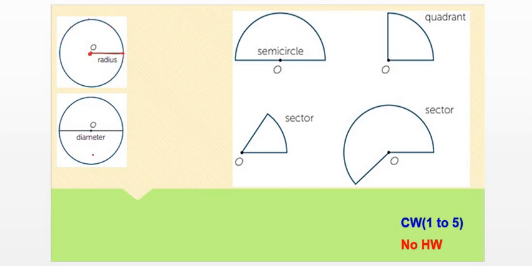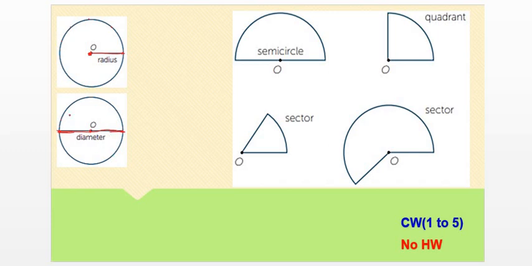Now, what is a diameter? A diameter is a line segment that connects one part of the boundary, passes through the center of the circle, and reaches the other side of the boundary. So a straight line that connects one point on the boundary to the other point on the boundary passing through the center is called the diameter.